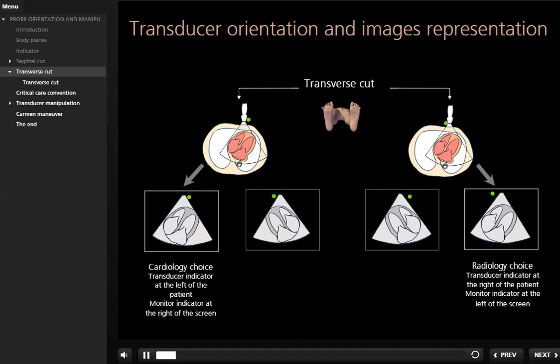In the transverse plane, combining 2 by 2 the positions of the indicators of the transducer and of the monitor give 4 possibilities. Cardiologists historically choose to direct the transducer indicator towards the left side of the patient and the monitor indicator towards the right of the screen. Radiologists historically choose to direct the transducer indicator towards the right side of the patient and the monitor indicator towards the left of the screen.